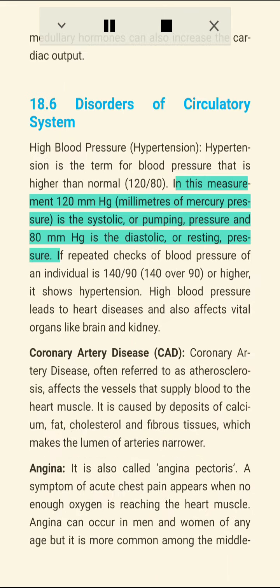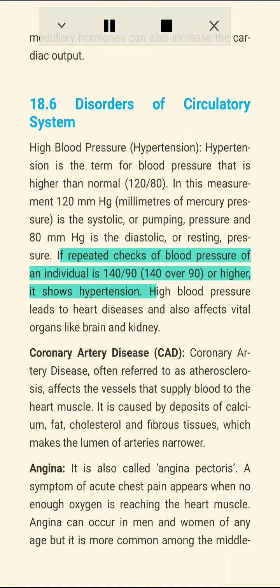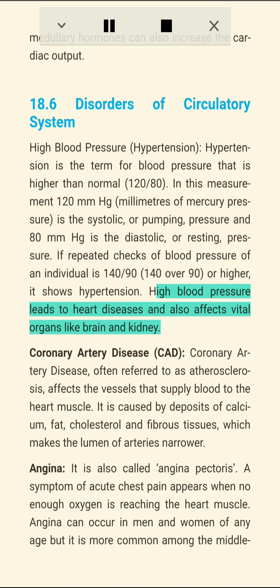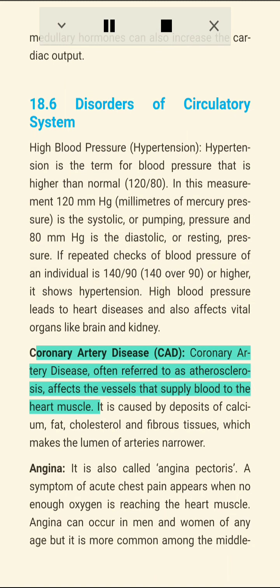18.6 Disorders of circulatory system. High blood pressure, hypertension. Hypertension is the term for blood pressure that is higher than normal, 120/80. In this measurement, 120 mm Hg, millimeters of mercury pressure, is the systolic, or pumping, pressure, and 80 mm Hg is the diastolic, or resting, pressure. If repeated checks of blood pressure of an individual is 140/90 or higher, it shows hypertension. High blood pressure leads to heart diseases and also affects vital organs like brain and kidney.